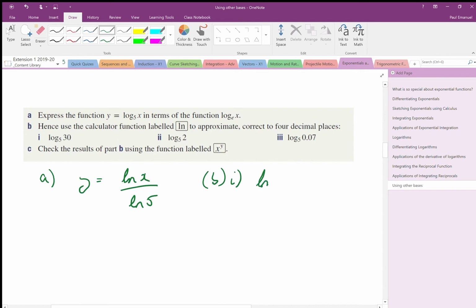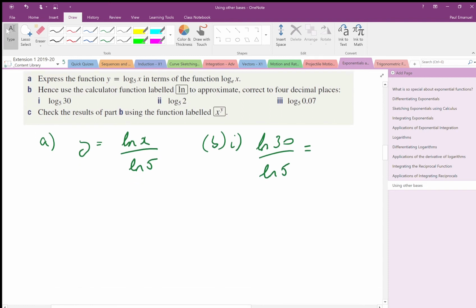But log base 5 of 30 is log 30 over log 5. It's a number on your calculator. It is not log 6. This one is log 2 on log 5. This one is log 0.7 on log 5.